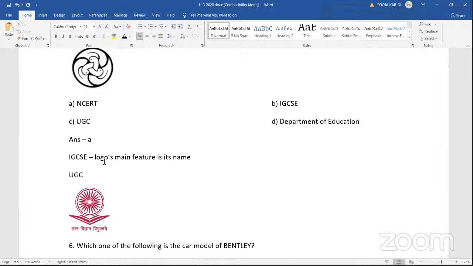What is the logo for Department of Education? So, for India, in the central government, it doesn't have a specific logo. State-wise, I think many of the states have. Yes, many of the states have different logos for their Department of Education. Okay. So since they've not specified which one, this is null and void anyway.